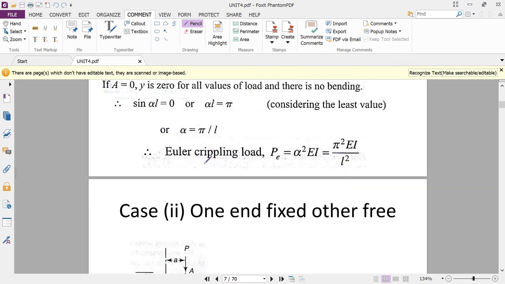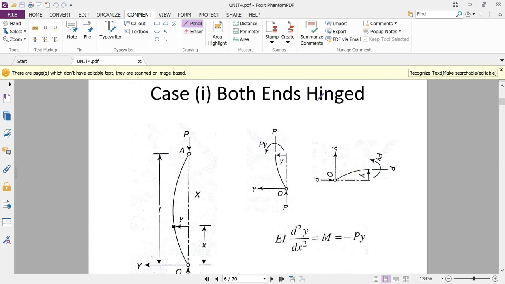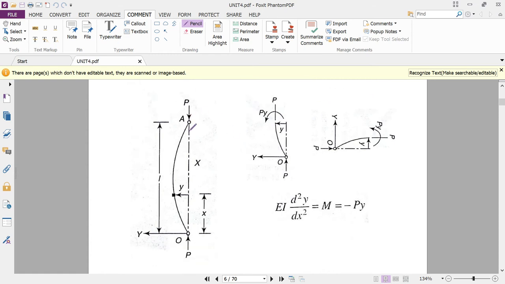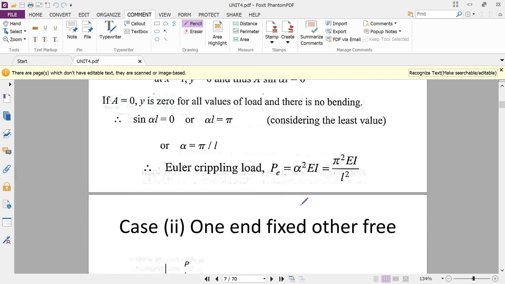This particular formula is applicable only when both the ends are hinged. For a column having both ends hinged, in a numerical problem itself the condition is given that the ends are hinged, then you are going to use this formula for that particular case.